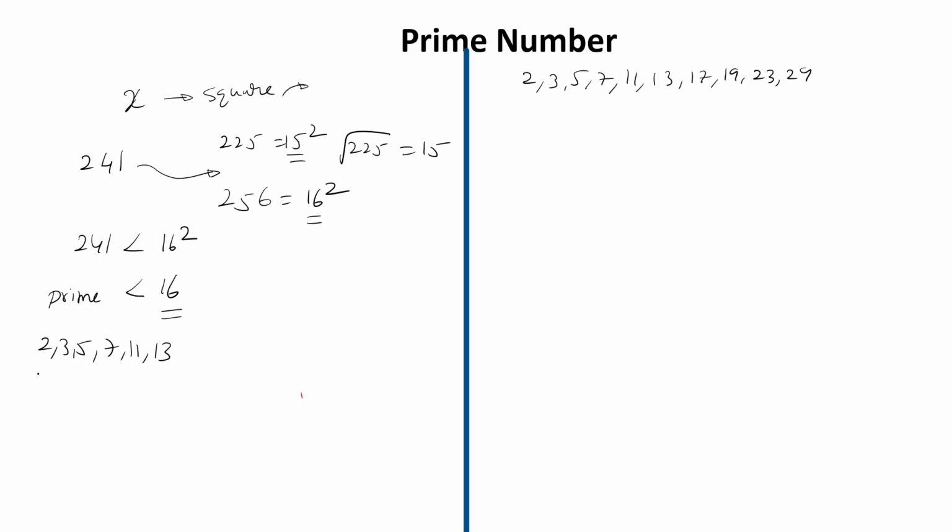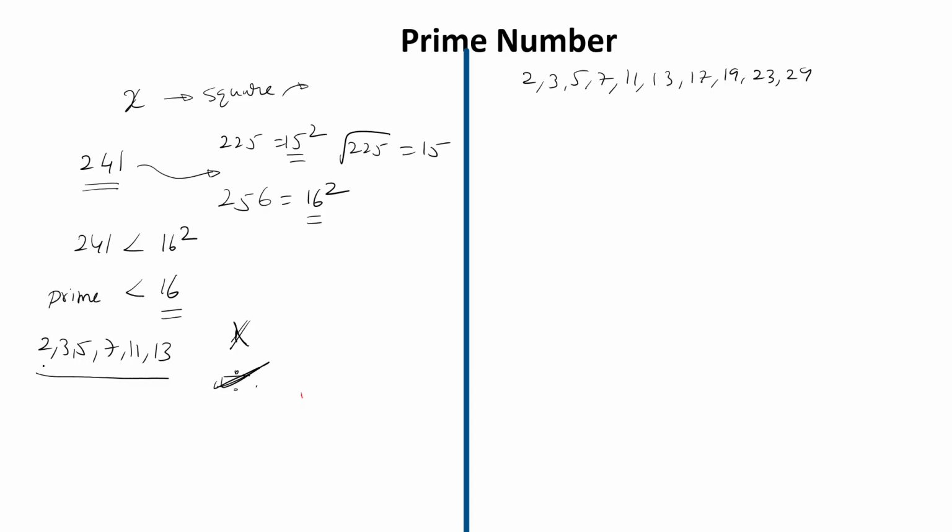We have to check whether 241 is divisible by any of these numbers. If it is divisible, then we can say it is not a prime number. If it is not divisible by any number, then we can say it is a prime number. If it is divisible by any one of these 6 numbers, then it is not a prime number.